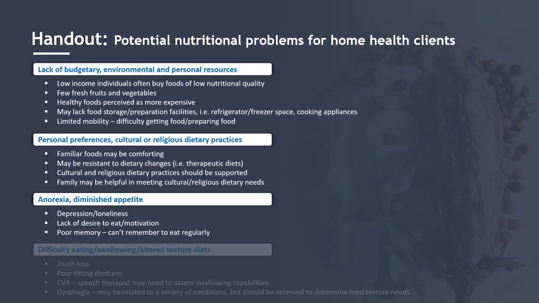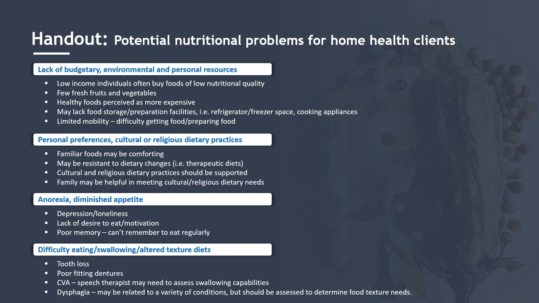Handout: Potential Nutritional Problems for Home Health Clients. Lack of budgetary, environmental, and personal resources. Low-income individuals often buy foods of low nutritional quality. Few fresh fruits and vegetables. Healthy foods are perceived as more expensive. They may also lack food storage or preparation facilities, such as a refrigerator or freezer space, cooking appliances, etc.